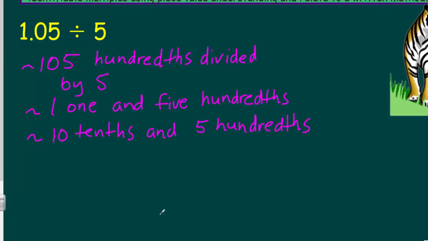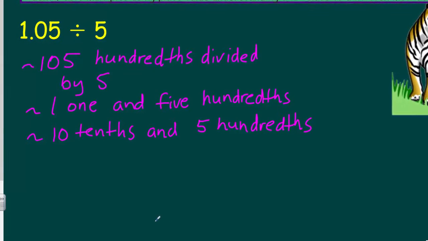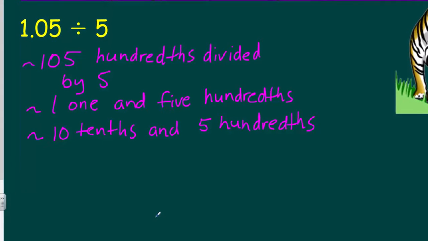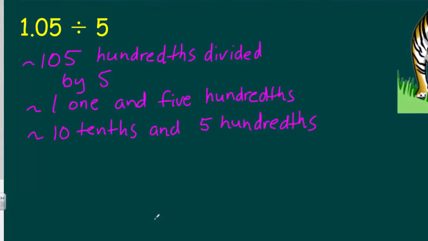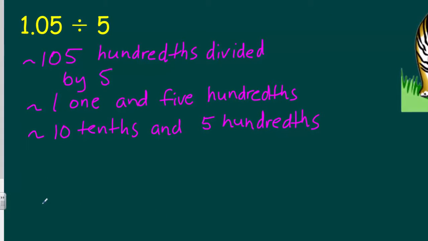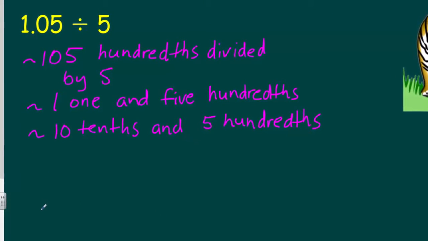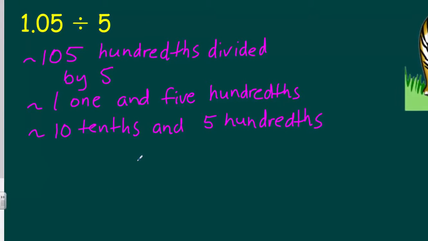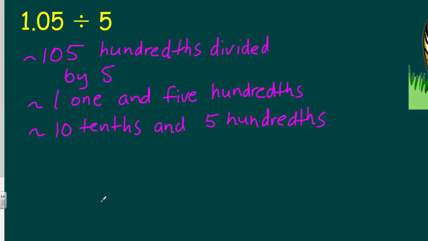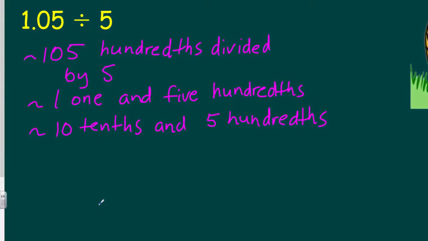But I'm wondering, looking at those three different ways there, which way of renaming this particular dividend is going to be the most useful for us when we're dividing by 5? I think I would actually say the last one, 10 tenths and 5 hundredths. 10 tenths and 5 hundredths are both multiples of 5. So I think this would make it easy to use a basic fact so that we could divide this mentally.